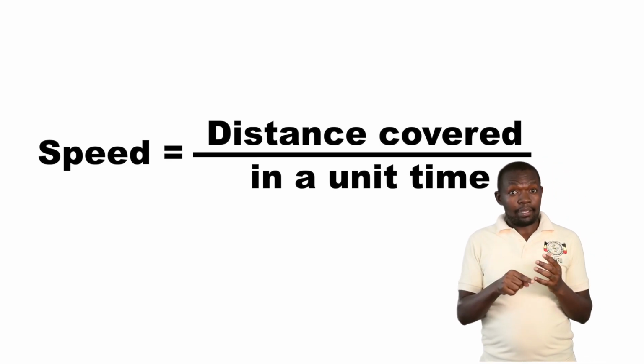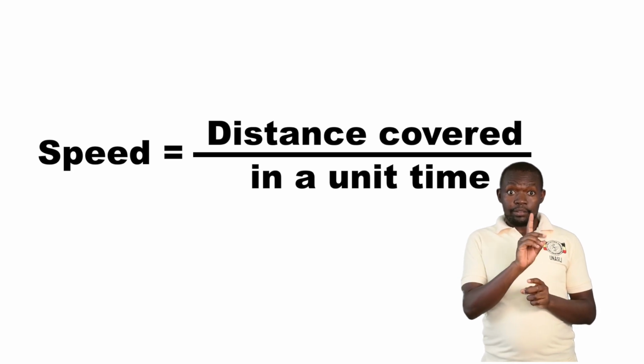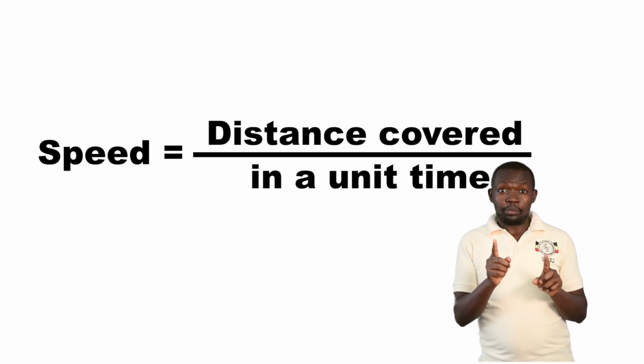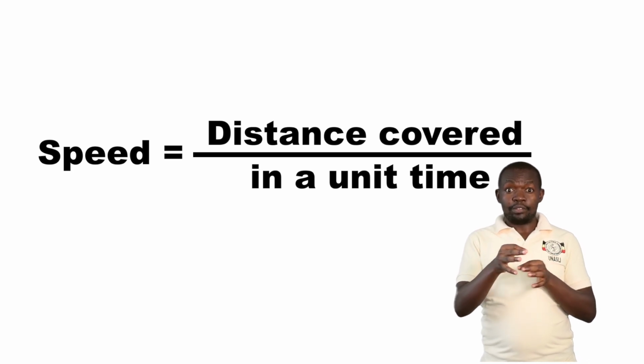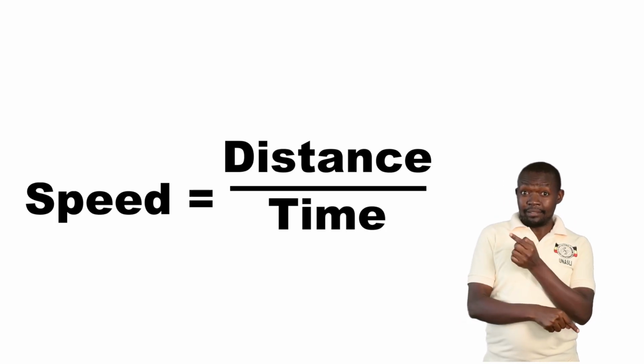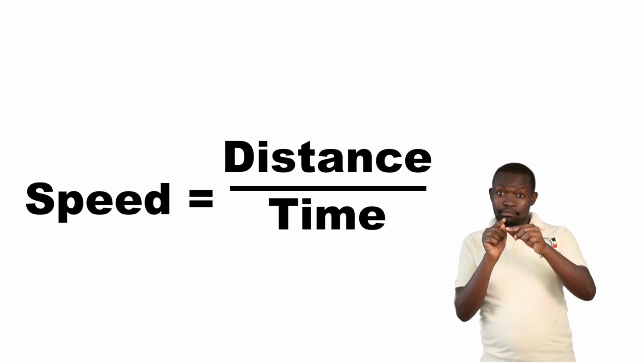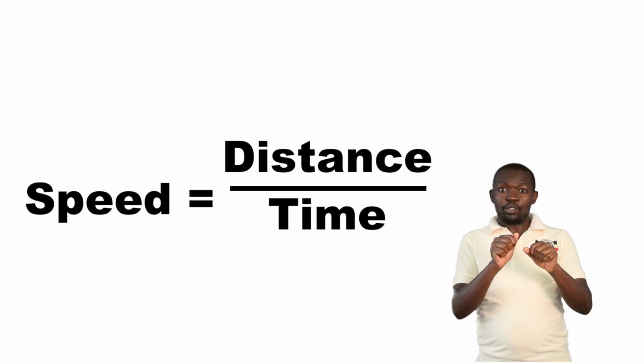From our demonstration above, we can say that speed is the distance covered in a unit time. Or we can say speed is the rate of change of distance. We can simply represent this in a formula. And our formula says speed is equal to distance over time. It can be measured in kilometers per hour. When we write kilometer per hour, we use a forward slash.